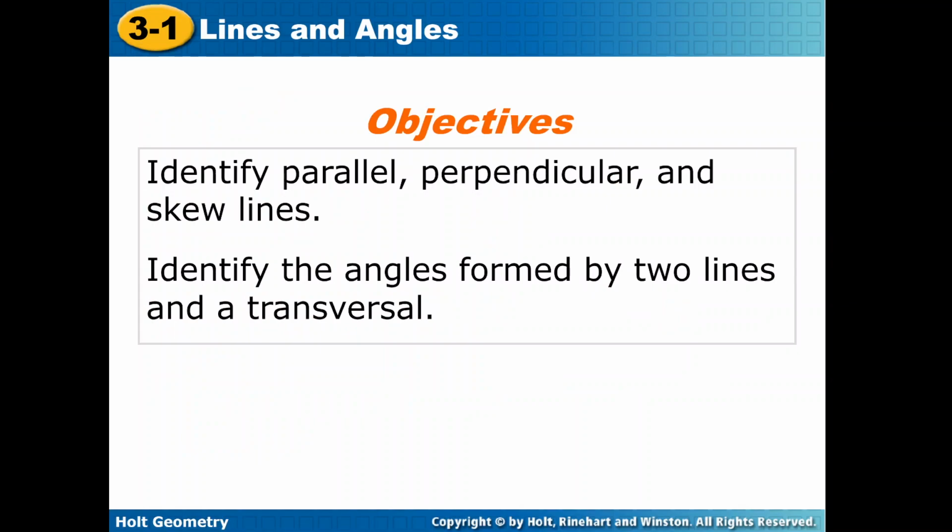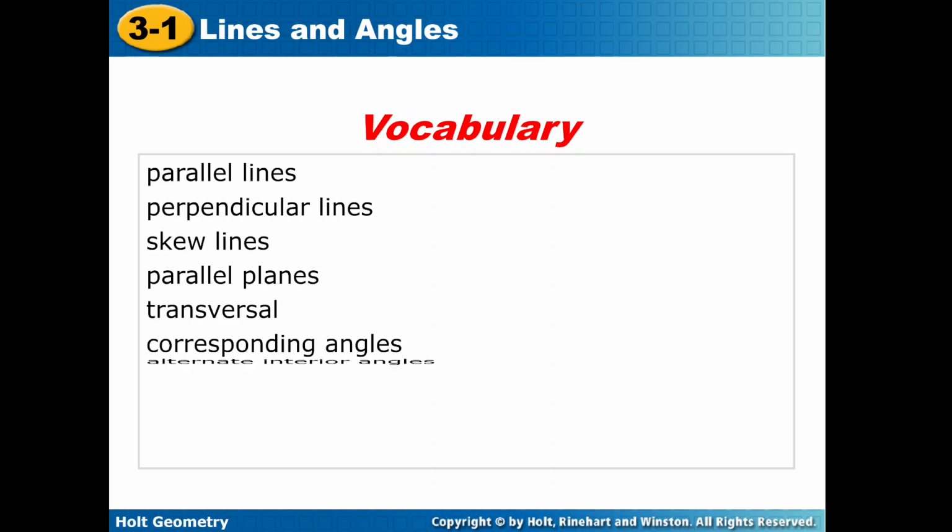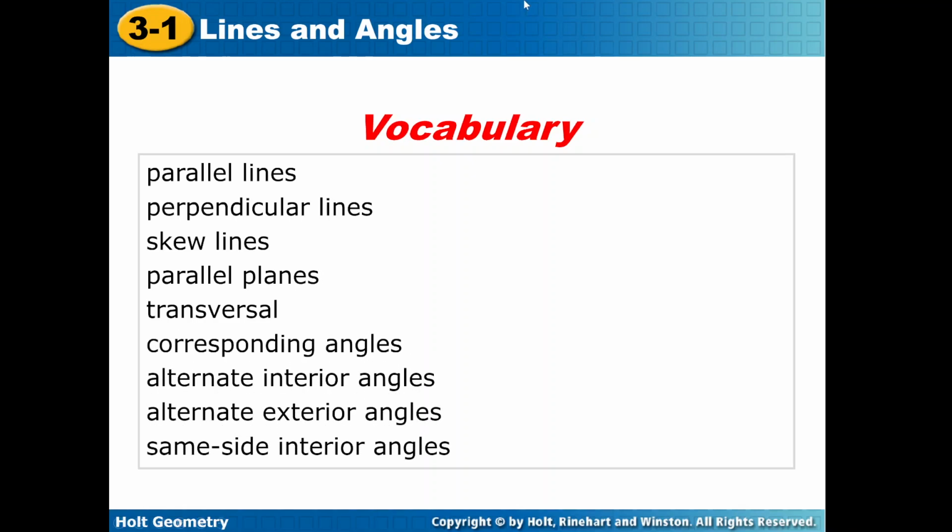Okay, so now the objectives: identifying parallel, perpendicular, and skew lines, and identifying the angles formed by two lines and a transversal. Here's some of the vocabulary: parallel line, perpendicular line, skew lines, parallel plane, transversal, corresponding angle, alternate interior angle, alternate exterior angle, same side interior angle. You guys probably have seen some of those before, like the transversal, corresponding, alternate interior, alternate exterior, or same side interior, something that you learned from pre-algebra. And also the parallel line and perpendicular line as well.